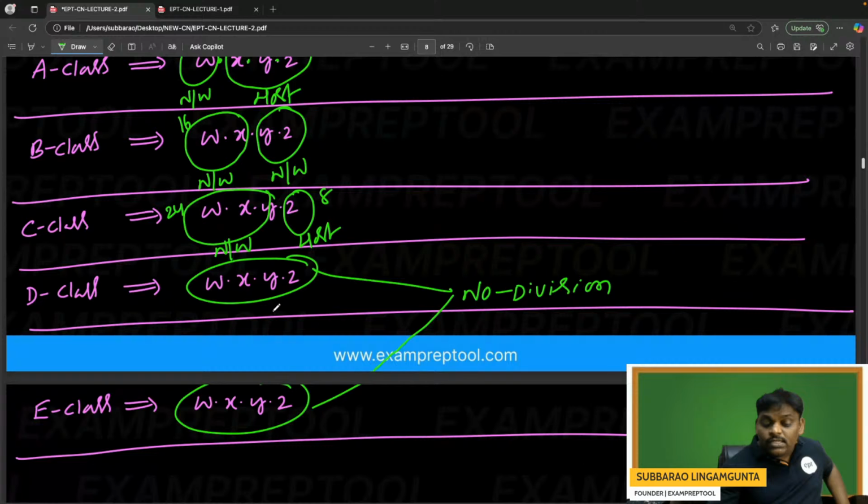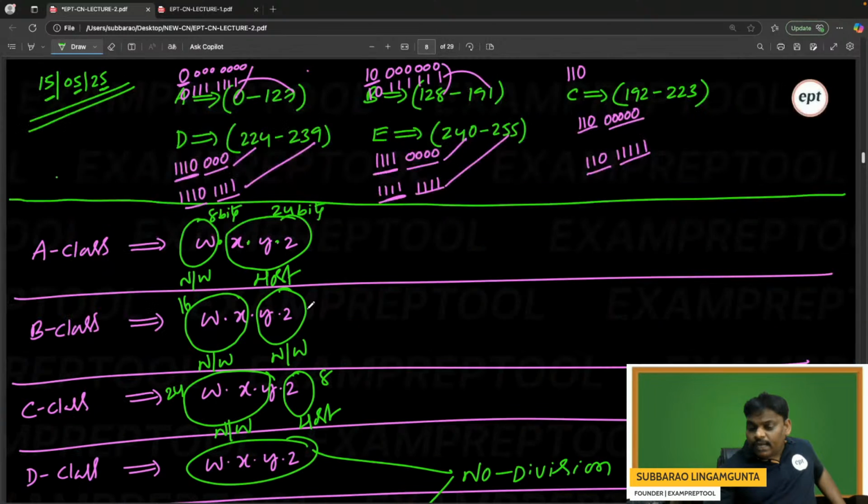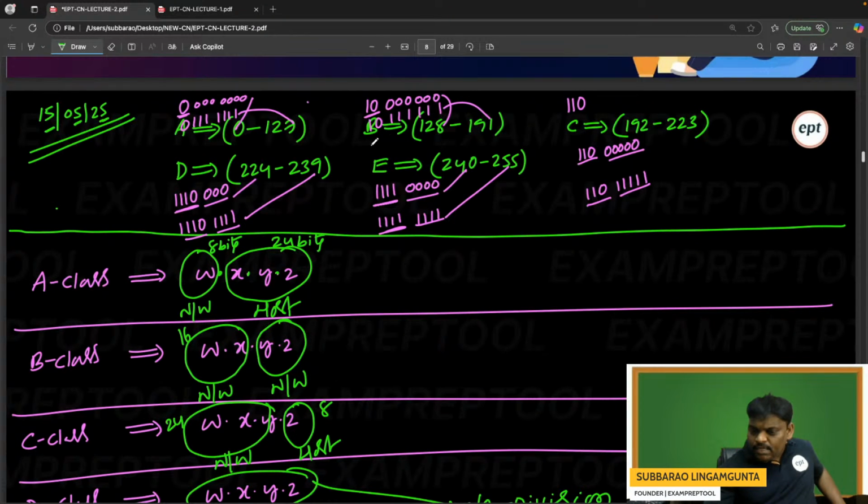Sir, how do I know it is a class D? By seeing the first octet. See, whatever we discussed yesterday. Yesterday's purpose was how to identify which class this IP belongs to. By seeing the first octet, I can decide. If the first octet is in this range, it is class B. If in this range, it is class C. If in this range, class E. If in this range, class D. If in this range, class A.